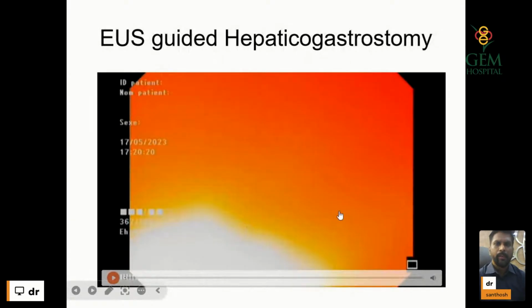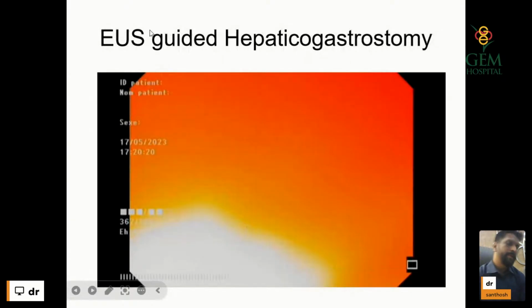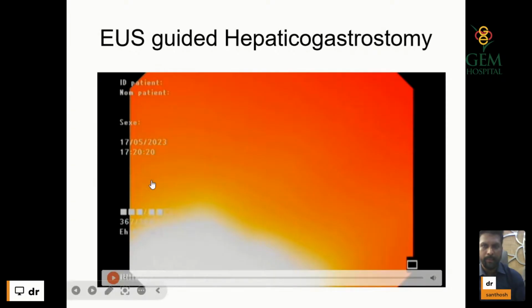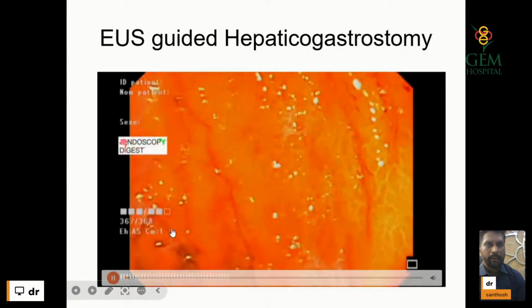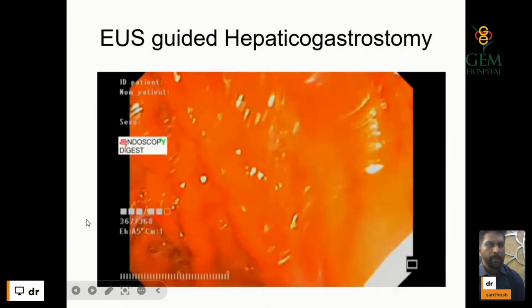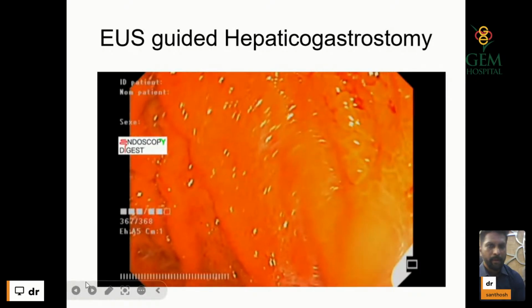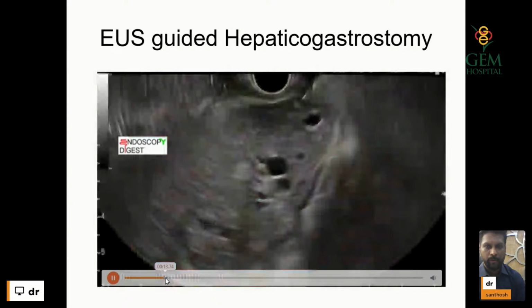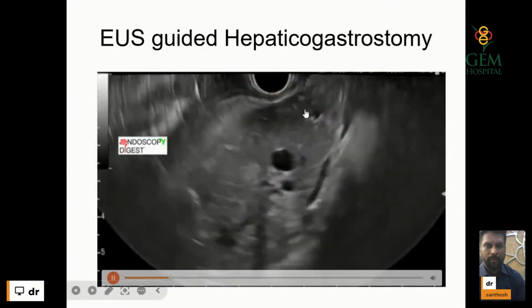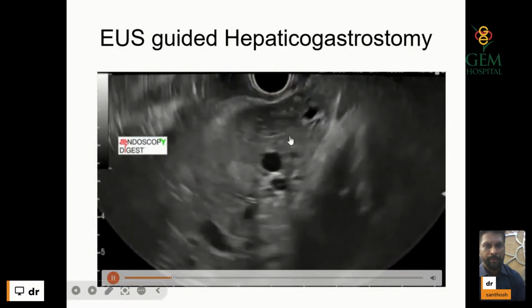So the other thing is EUS guided hepaticogastrostomy. In a patient where we can't do ERCP, we can go ahead with the hepaticogastrostomy. Same technique. So from the stomach, we are going to the left hepatic duct. So this is the left lobe of the liver.